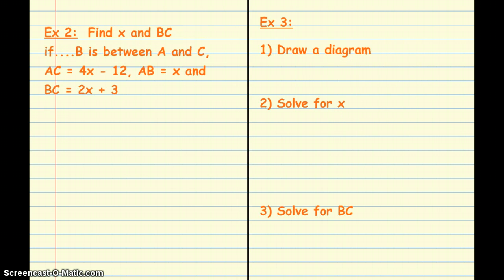Okay, as we look at the next one, it says we're going to find x and BC if B is between A and C, and we know AC is equal to 4x minus 12, AB equals x, and BC equals 2x plus 3. So my suggestion here is that we draw a diagram first so we understand it. So I'm going to make a line segment.